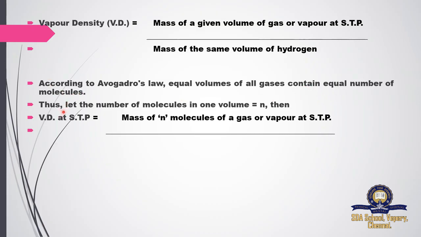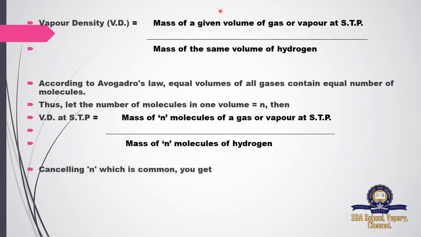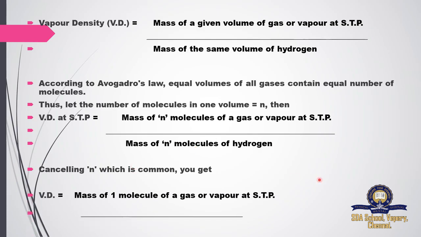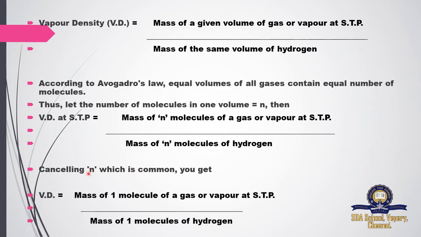Thus, we can put the number of molecules equal to n. So, n number of molecules we are taking. For the above equation, Vd is the short form of vapor density at STP. STP, again and again I am telling, standard temperature and pressure. So, mass of n molecules of gas or vapor at STP over mass of n molecules of hydrogen. In the above equation we are taking the unknown gas. Now, in both the numerator and denominator, we need to cancel n. So, the equation becomes like this.